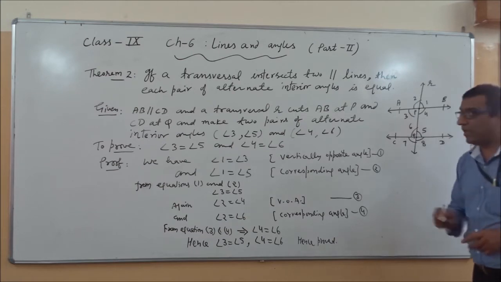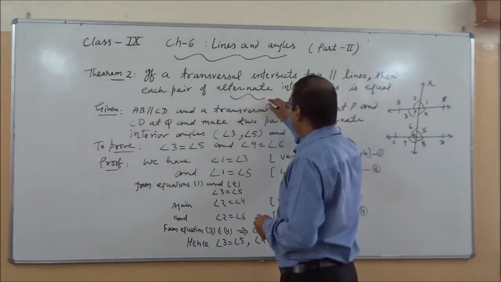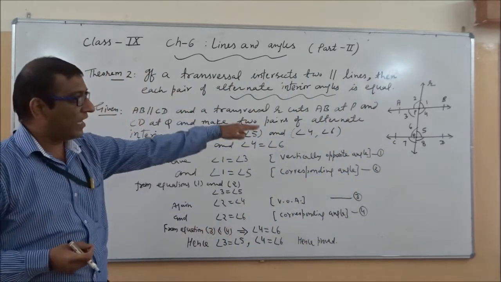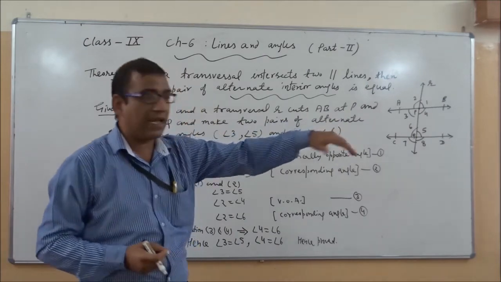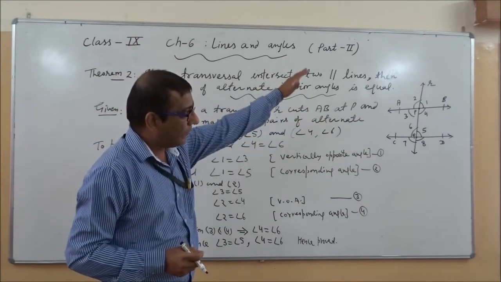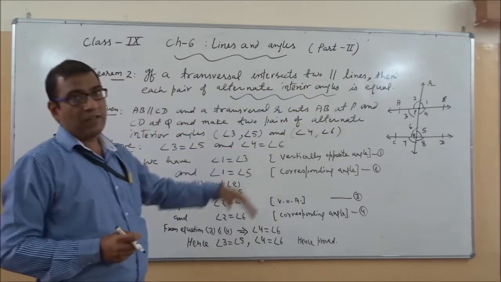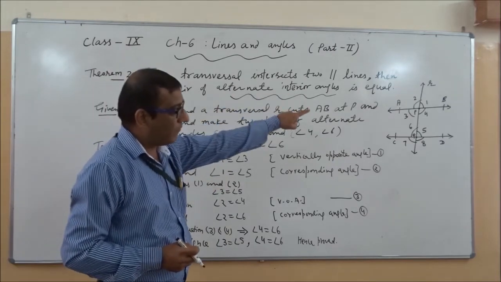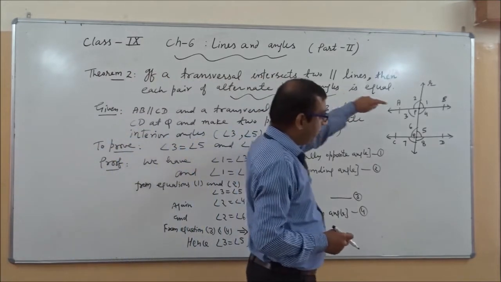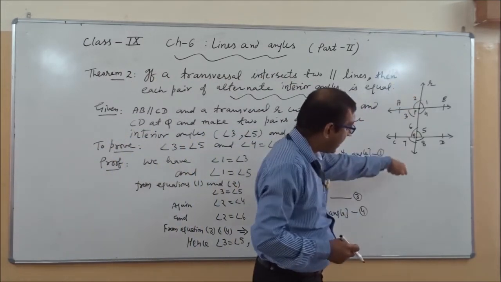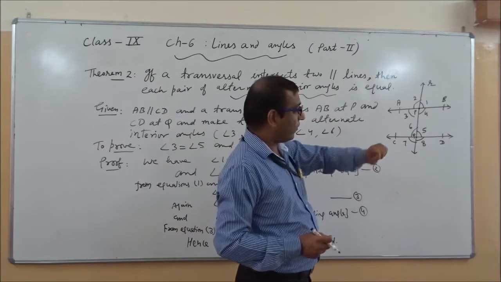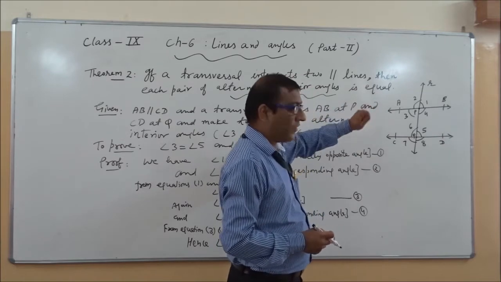So what is the meaning of alternate interior angles? First we will come to the words interior angles. As you see in this diagram, angle 3, angle 4, angle 6 and angle 5 are interior angles because all these 4 angles lie between these two lines AB and CD. And one more thing: AB is parallel to CD, and the intersection points are P and Q. When this transversal line intersects AB and CD at P and Q, we can say AB and CD are both parallel.